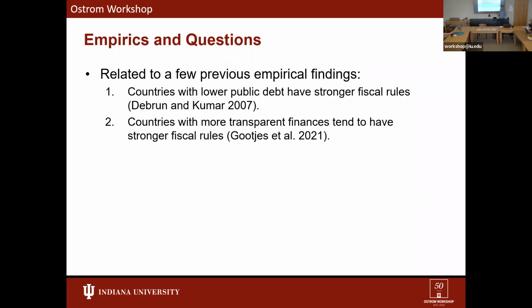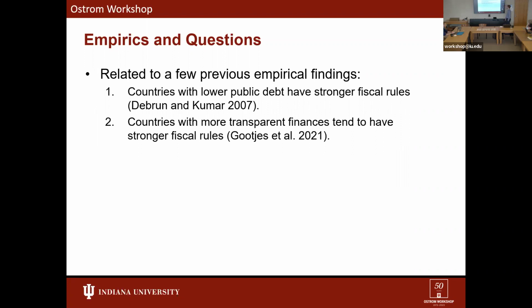And second, I forgot the second reason. It'll come back. But yes, the countries with lower public debt have the stronger fiscal rules, even though countries with higher debt are the ones that actually need the stronger rules, because they're the most conventionally in need of the binding constraint that a fiscal rule can offer.